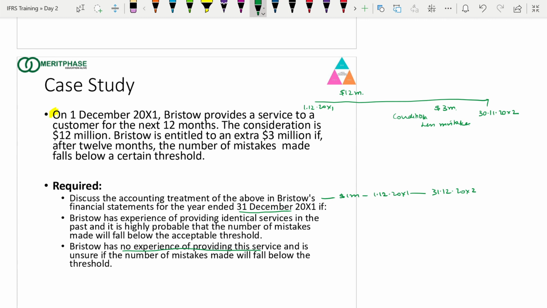Yes, correct. Because the extra 3 million will only come at the end of the contract. They will calculate the mistakes and everything after 12 months. So that point will not come, as said by Mansur. So right now the revenue recognition is only for 1 million for this particular month.